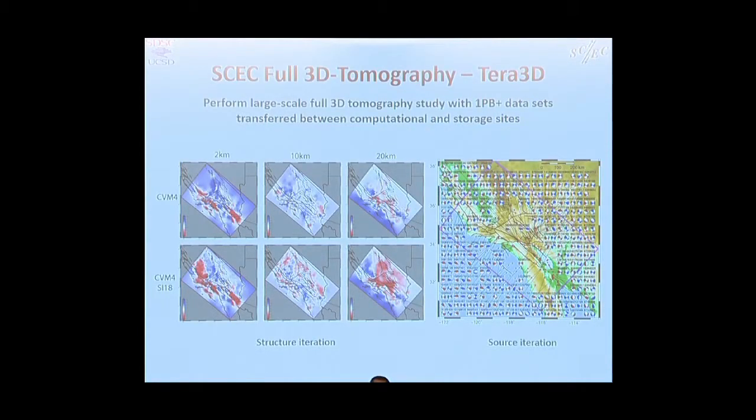Another project is the 3D tomography project, also from SCEC. This is to improve the velocity model, which is very important for the accuracy of the application. This has now already generated petabytes of data. And actually, for this project, particularly challenging is transferring data between different sites from DOE and NSF.